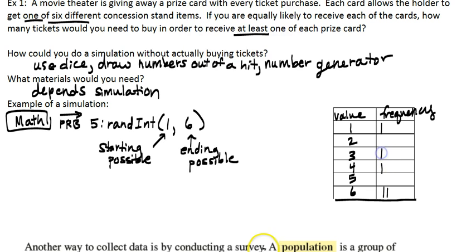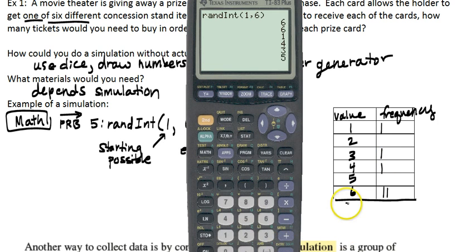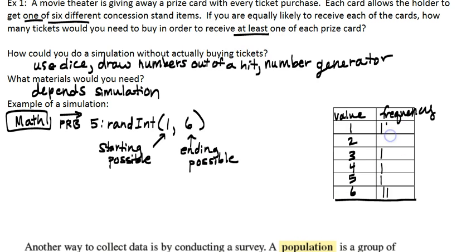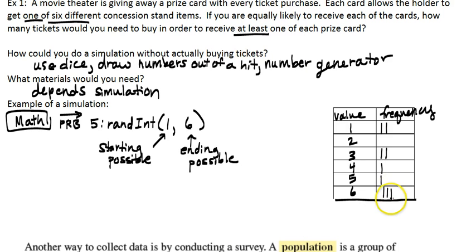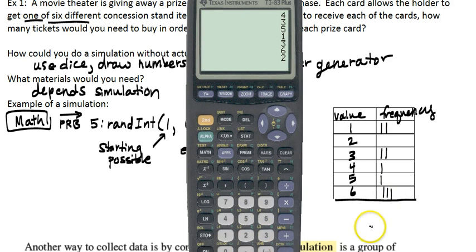Okay, next I got a 3. Next I got a 5. We're almost there. Next I got a 1. Next I got a 3. Then I got a 6, and then I got a 2.